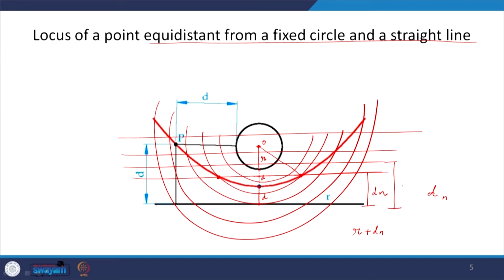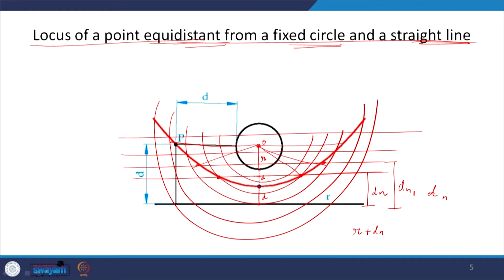Similarly, you have say dn1. So, the radius for this dn1, somewhere where it intersects here, will be r plus dn1, and then r plus dn2, and likewise. So, that is how we will draw this, and this will be the locus of a point which is equidistant from a fixed circle and a straight line. So, in a sense, whenever we are drawing a point equidistant from a circle, we will take concentric circles and the locus will be passing through those concentric circles.